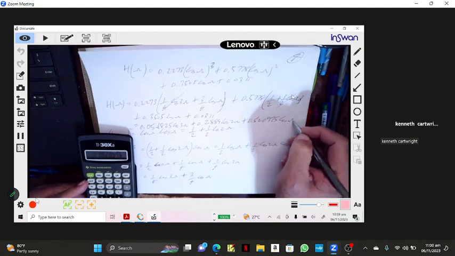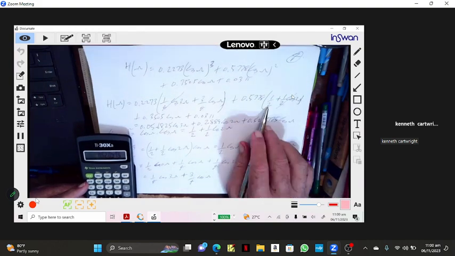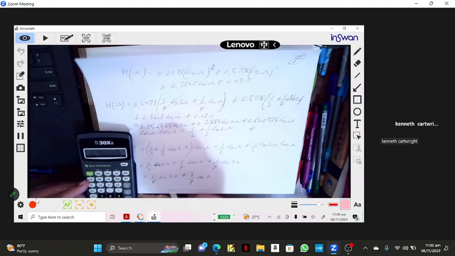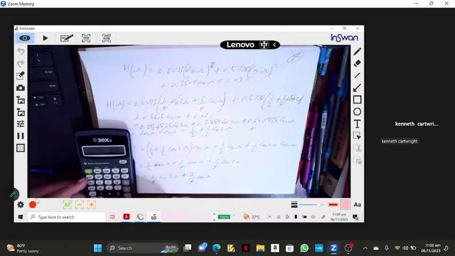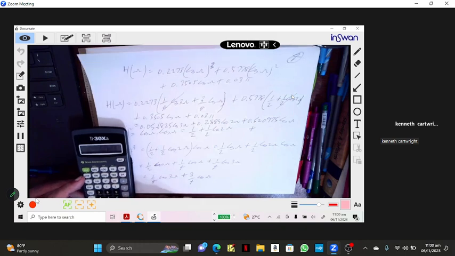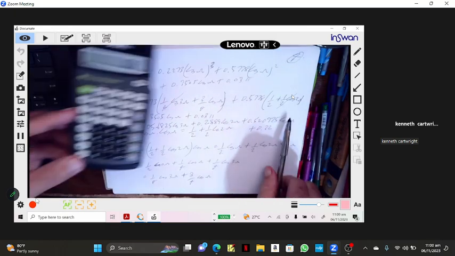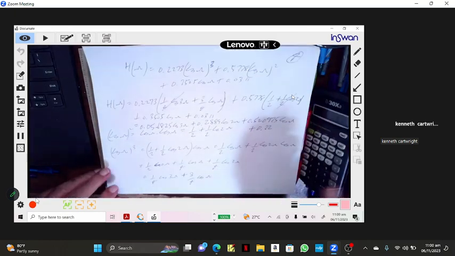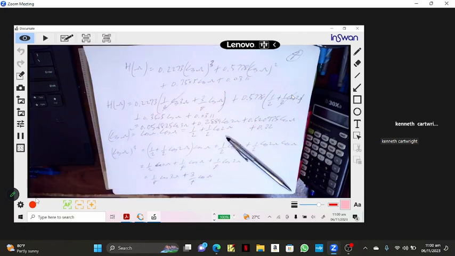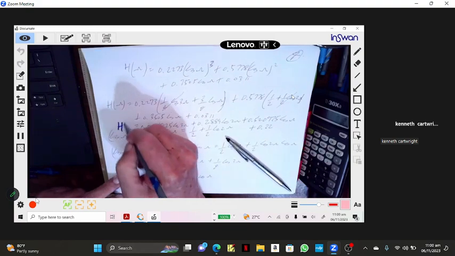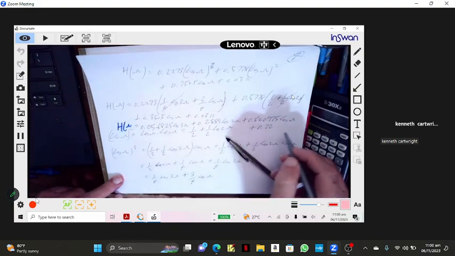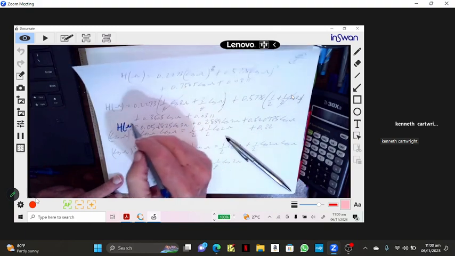And now the constant, half of that plus that, plus 0.5778 divided by 2 plus 0.0311. And that's plus 0.32. So that's what h of omega is. That's how we get h of omega.